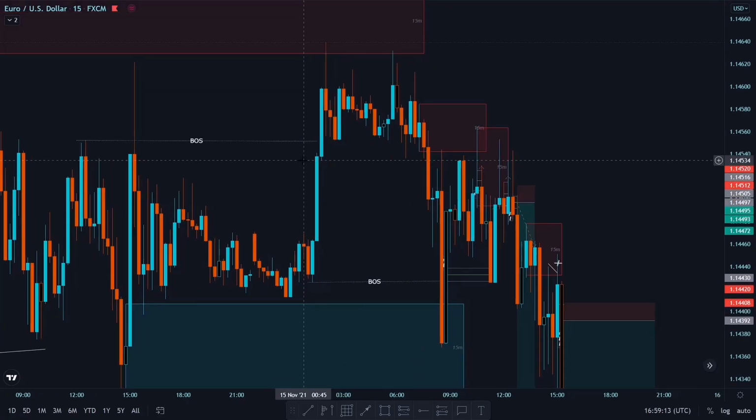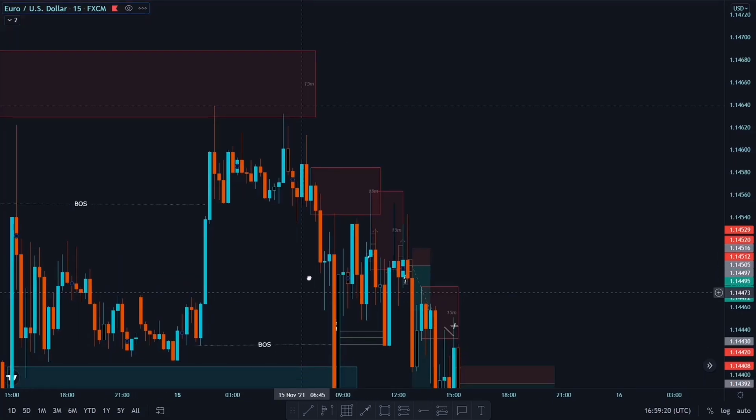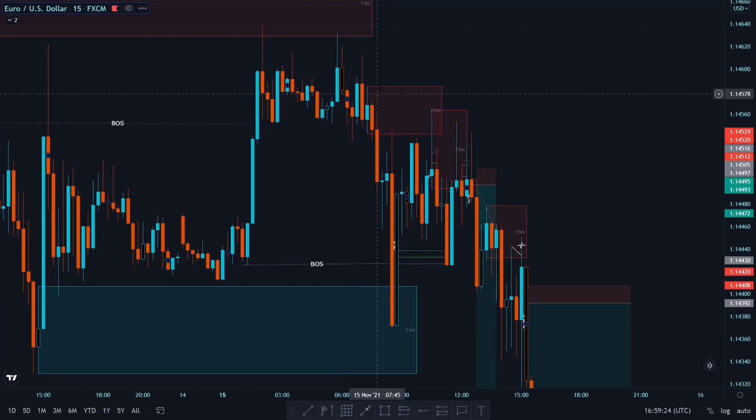As we can see, the market was consolidating here, and after this consolidation, the market breaks structure to the downside. So because of this break of structure, I took this 15-minute supply, this candle, and marked my 15-minute zone here.